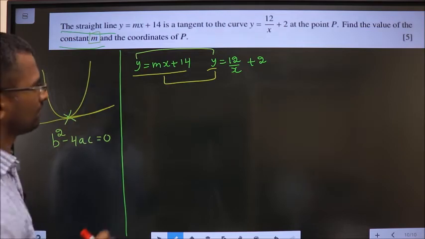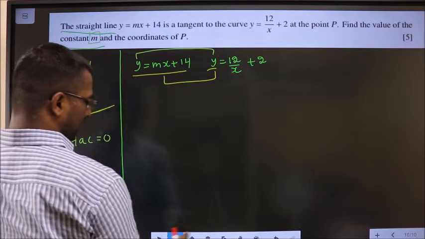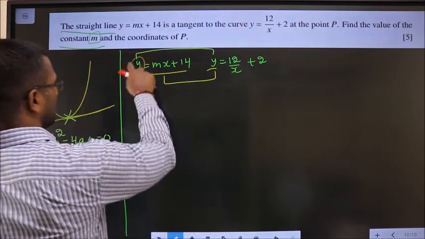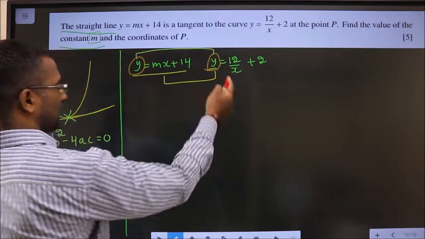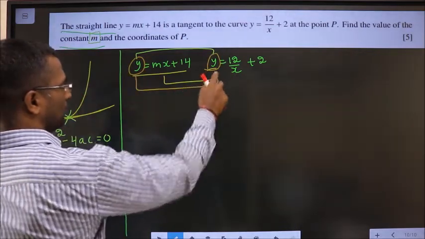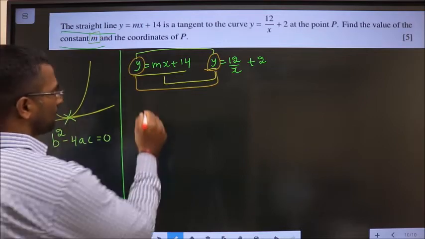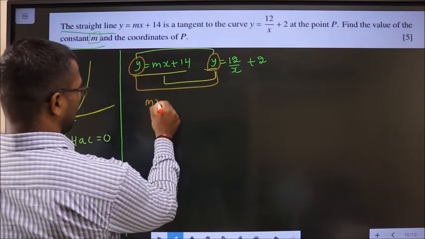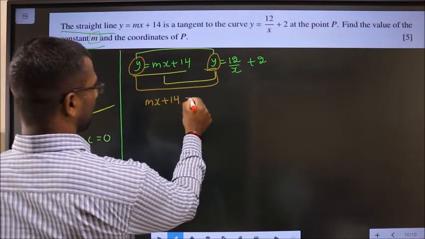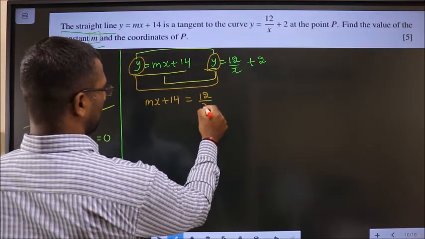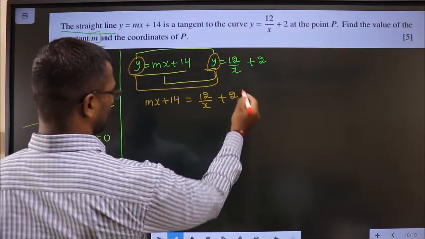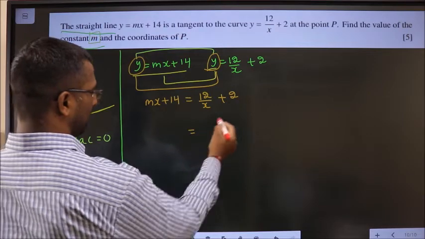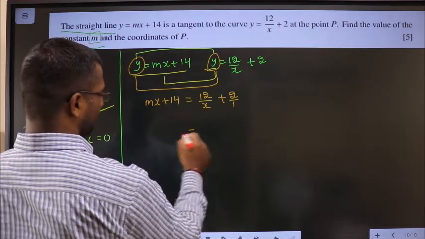And how do I solve it? See, here it is y the subject, here also y the subject. So equate both of them. So what do I get? mx plus 14 is equal to 12 by x plus 2. Next, how do I simplify? Take the LCM on this side.